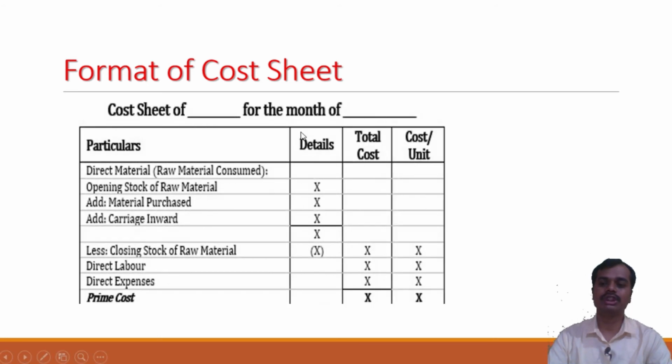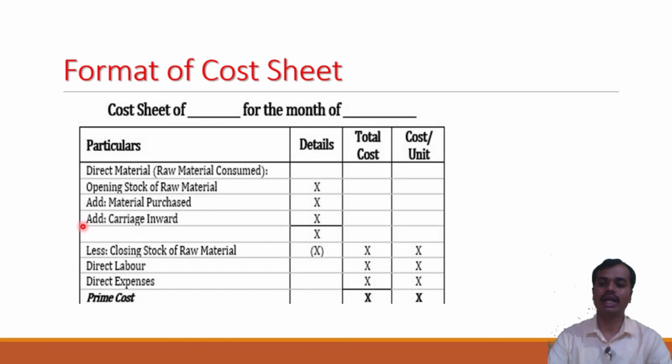The format of cost sheet is very simple. At the beginning, you have to mention the cost sheet of the organization for the month or period of the cost sheet. The columns of cost sheet are particulars, details, total cost and cost per unit. Cost per unit is calculated by total cost divided by number of units. Let's see the format of cost sheet.